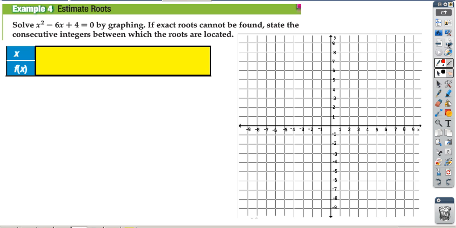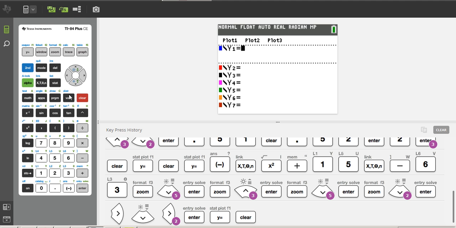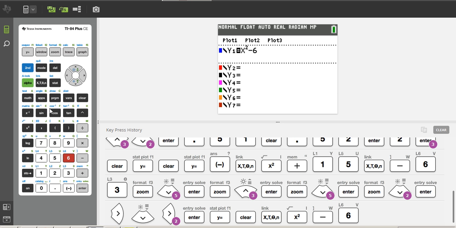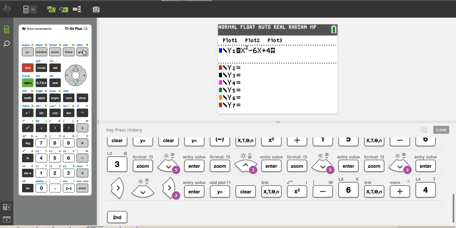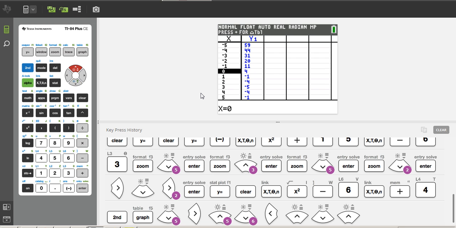So let's graph this again on a graphing calculator, and let's see where the zeros might be. So x squared minus 6x plus 4. We'll go to y equals, and we'll clear this out. We have x squared minus 6x plus 4. And to get the table, we would go to second, and then right above graph, there's a table, second table. If we look at this table, we can see that we have all these positive numbers, positive 20, positive 11, positive 4, and then suddenly we get a negative. Therefore, there must be a 0 between x equals 0 and x equals 1.